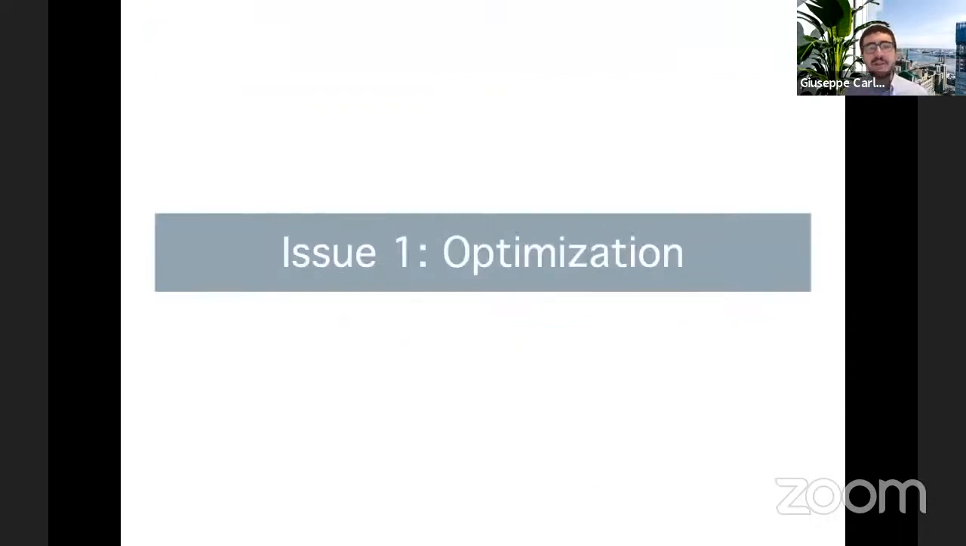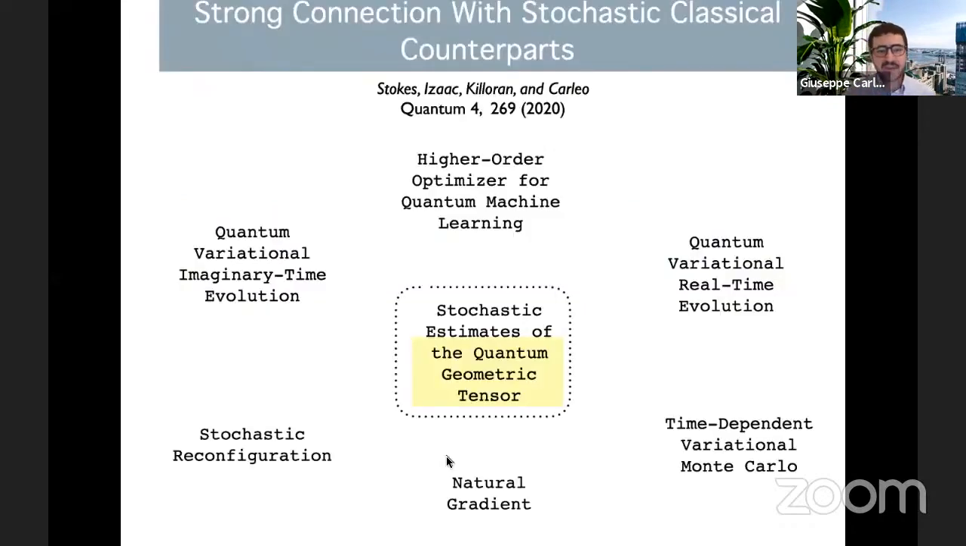Now, the first issue that you have in this field is, as you can imagine, the same issue that we have in the classical case. So essentially, we have the problem of optimizing these parameters in an efficient way, right? So in this paper, what we did is that we connected some of the already existing strategies that were available in the quantum domain, so if you want, in this VQE domain, with some of the other strategies that we've been using for a long time in the classical domain, which are the ones that are down in the lower part of this diagram.